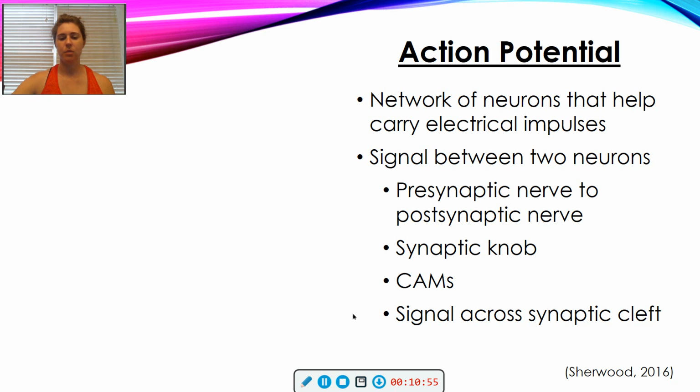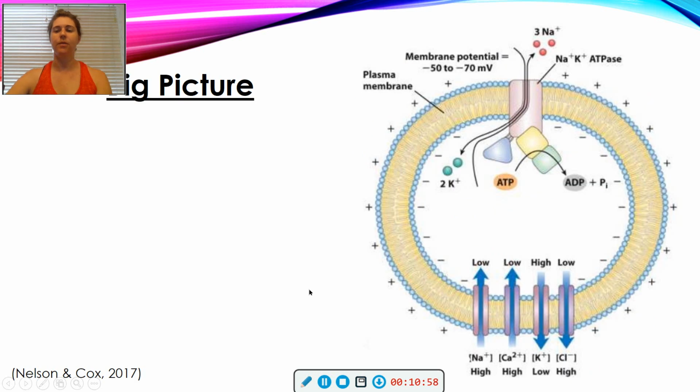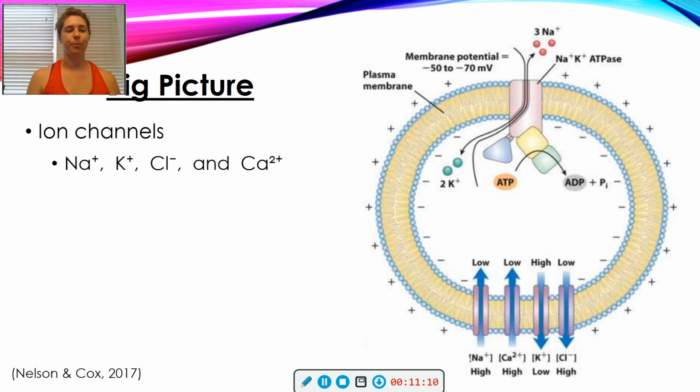So let's move on to the next slide, where I'm going to give you the bigger picture. I'm going to bring in the ion channels, the entire cell, as well as those two neurons that I just mentioned. So we're going to look at the big picture.